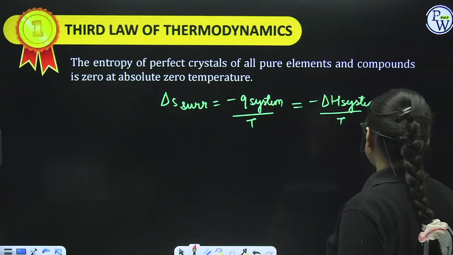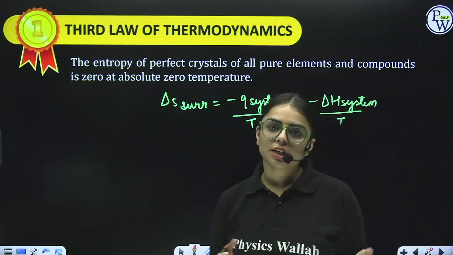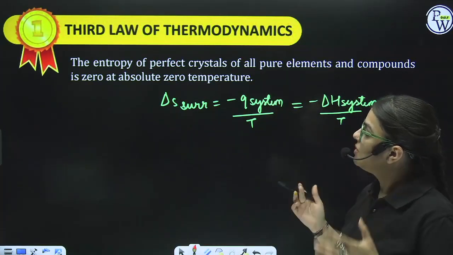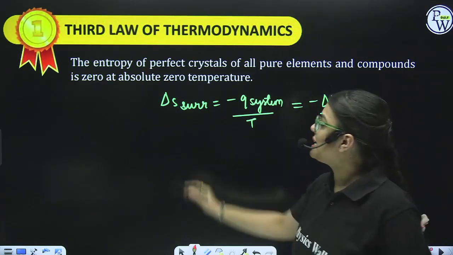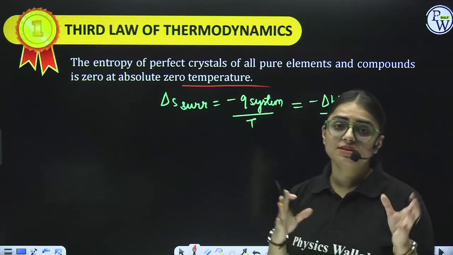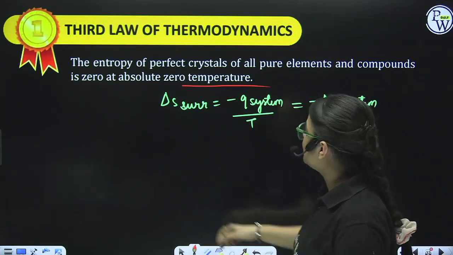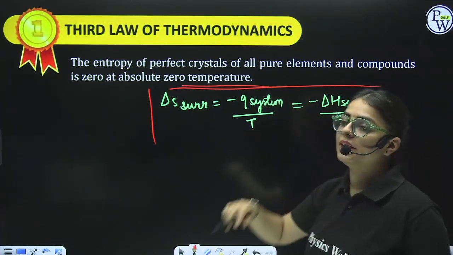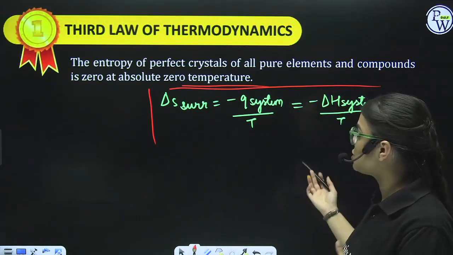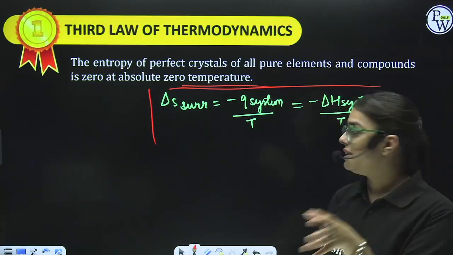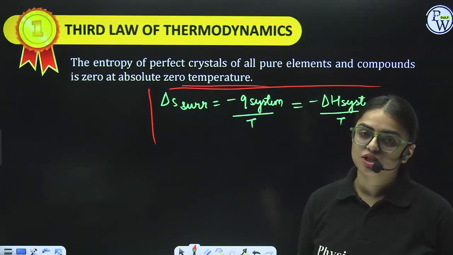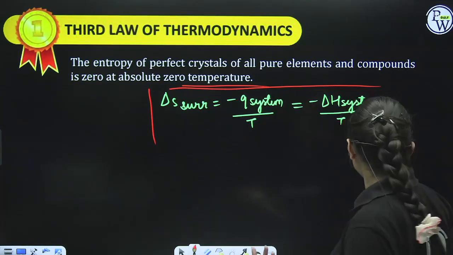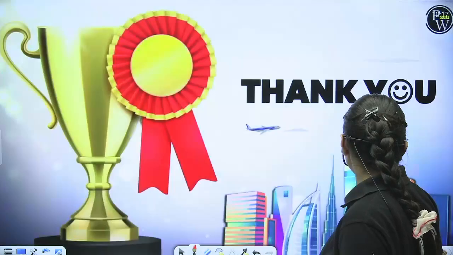Clear? Okay students, now comes the last part, that is the third law of thermodynamics. What does it state? That the entropy of a perfect crystal of all pure elements and compounds is 0 at absolute 0 temperature. This is what is explained by the third law of thermodynamics. And they have also given a certain formula that delta S for the surrounding is equivalent to minus Q for the system by T. That means minus delta H by T, that is the enthalpy change by the temperature, at a particular temperature. So that was the third law of thermodynamics.